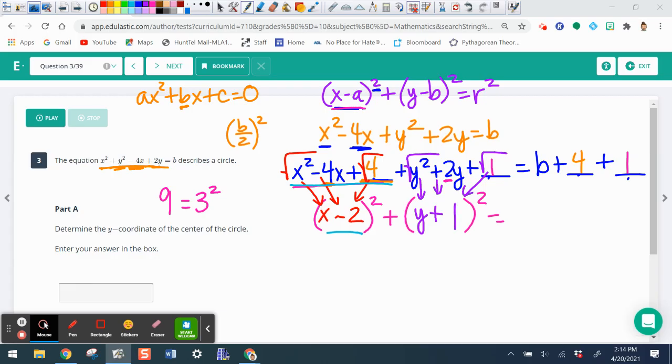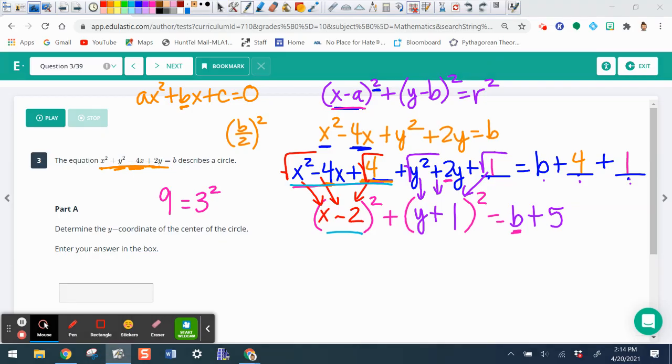Now we can go and finish out the rest of this equation. We can't literally add b plus 4 plus 1, but we can add 4 plus 1. So simplifying this right side, we would at least have b plus 5. So we have written this in the closest form we can because we don't exactly know what b is here. But we do have the equation that can reveal to us our center.